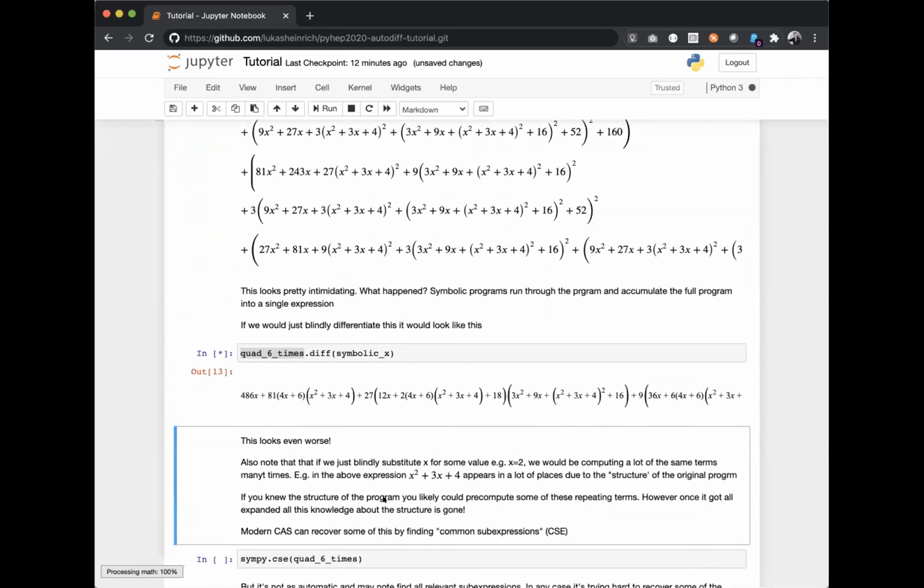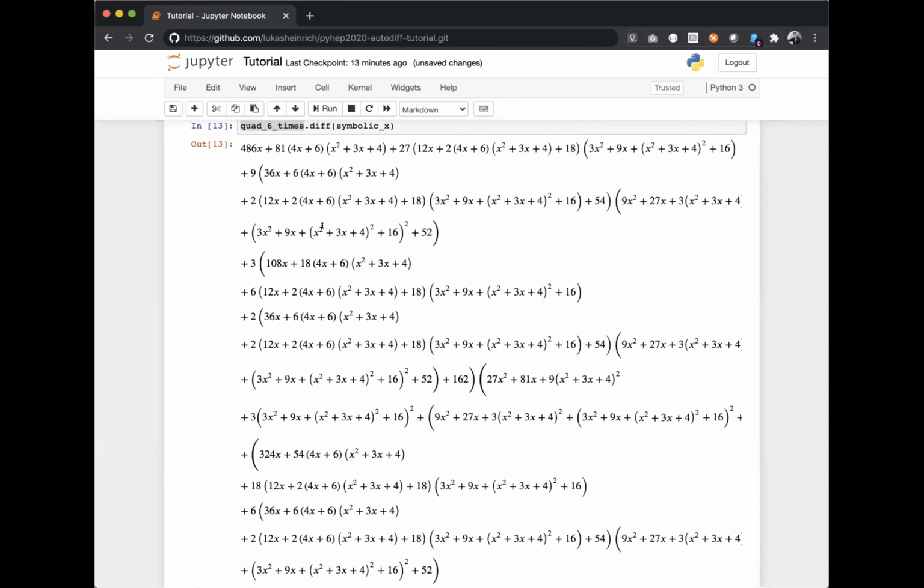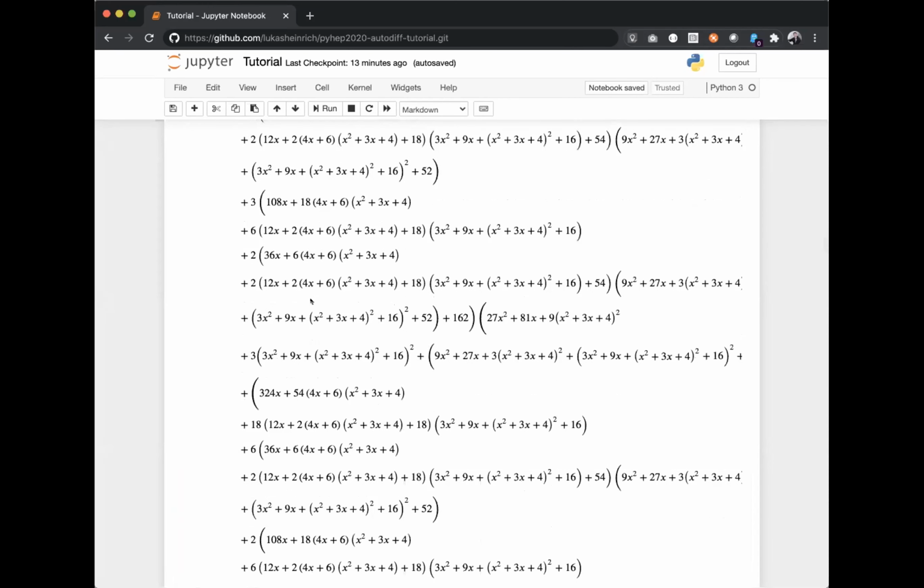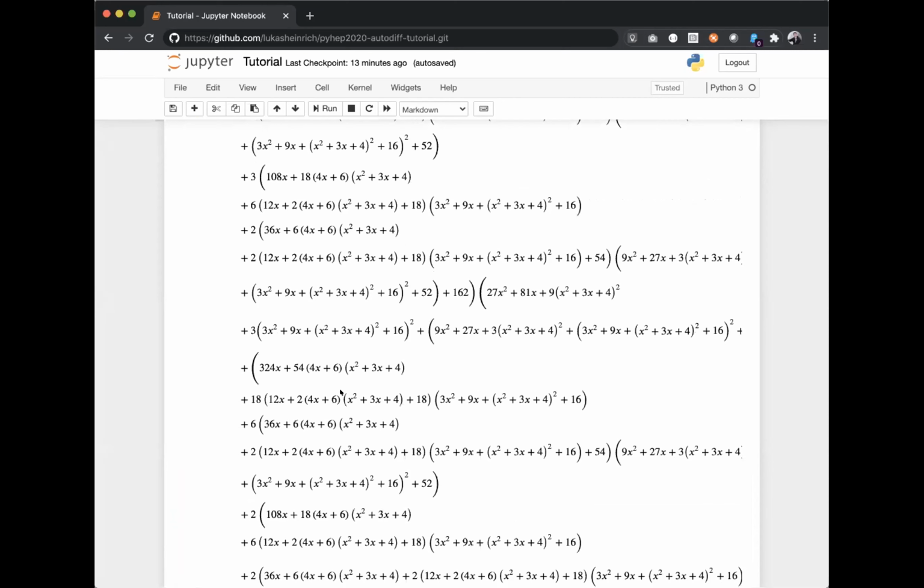So the way that we would evaluate it naively is this: this is a function of a single variable, so there's a bunch of x's here. If you would just evaluate it simply, we would actually end up computing a lot of things multiple times. You might notice that this x squared plus 3x plus 4 is present at a lot of different locations.